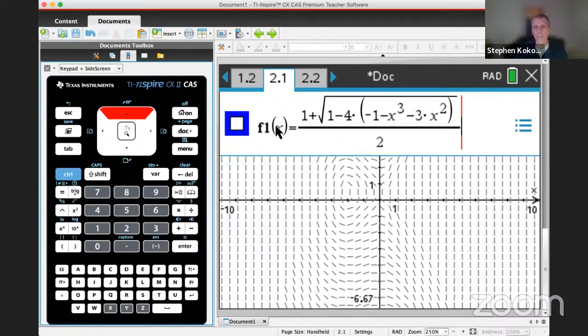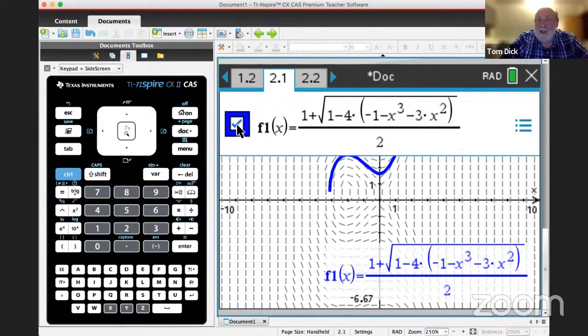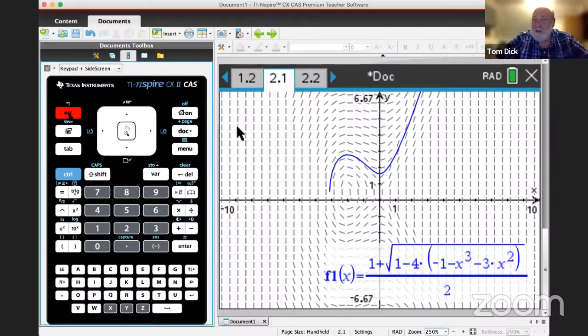If I plot this, it should fit the slope field. Yep. And we can take a look, and sure enough, it's really following the slope segments really nicely. And so that's another kind of check.